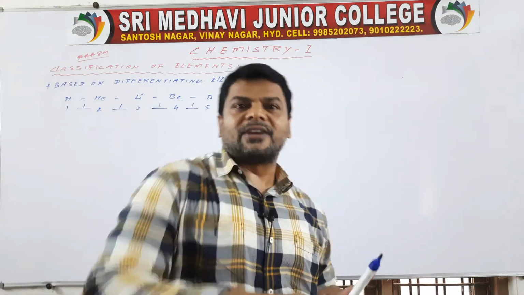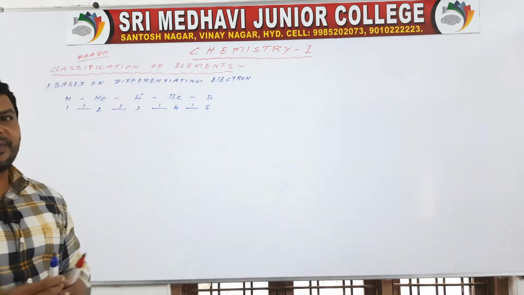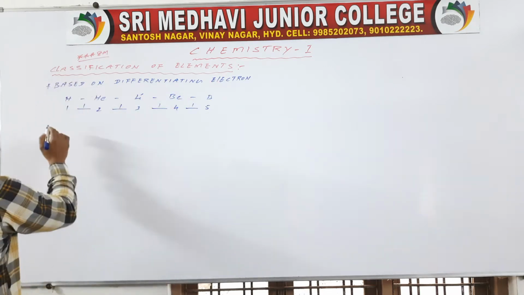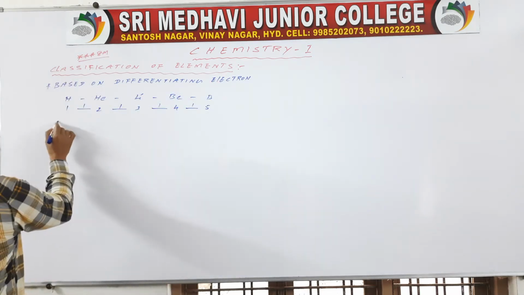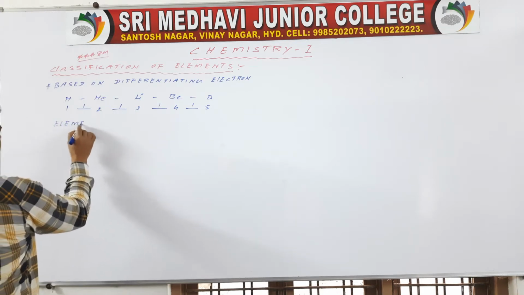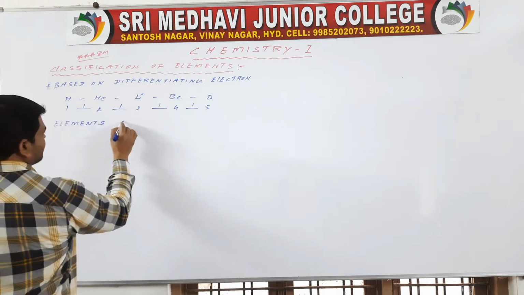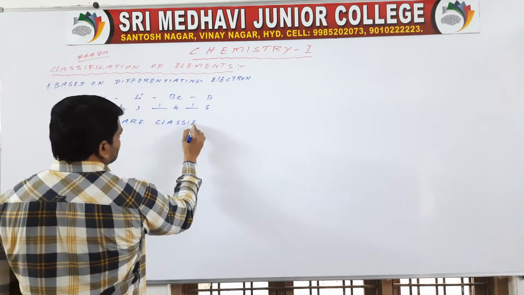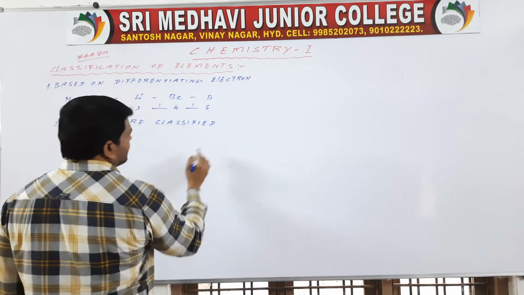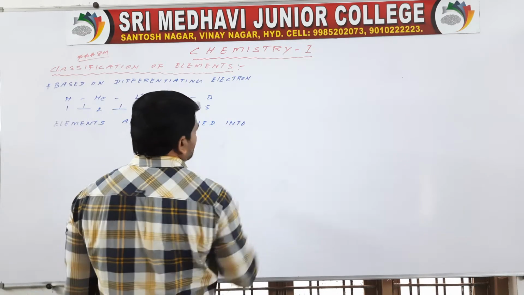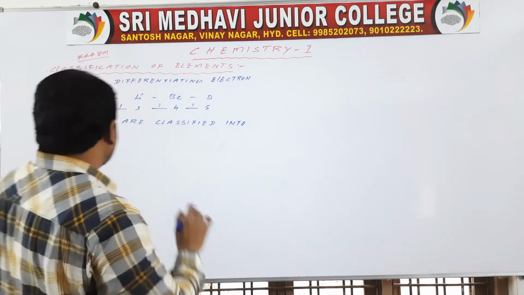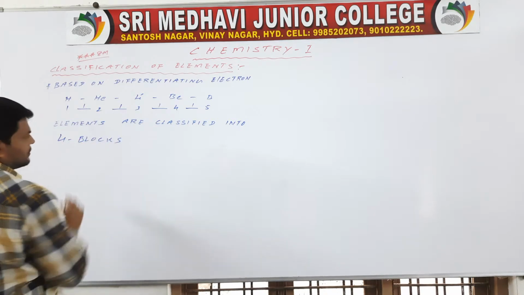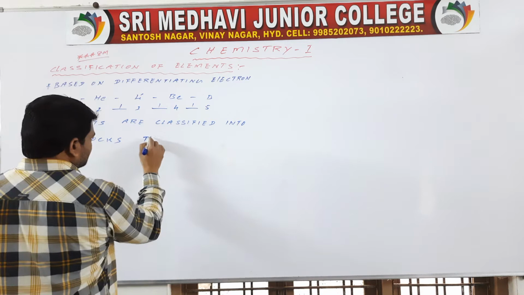Based on differentiating electron, the elements can be classified into 4 blocks. So based on differentiating electron, elements are classified into 4 blocks.